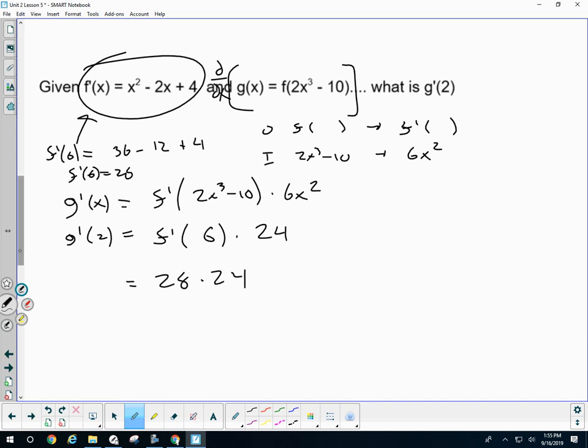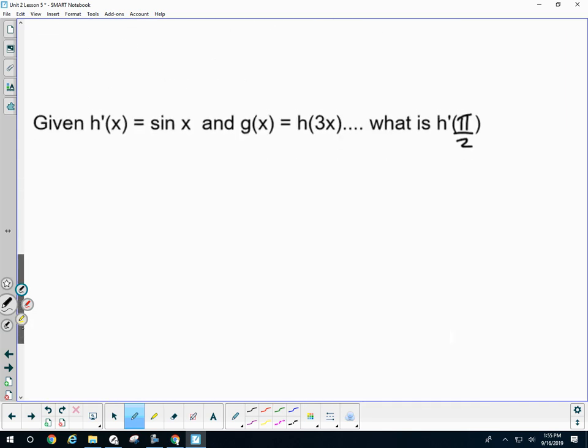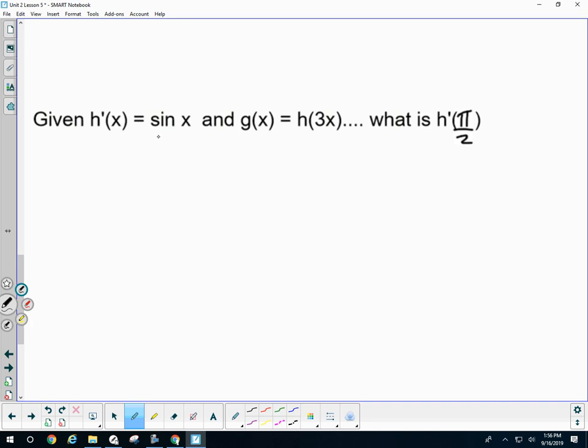Next one, similar thing, similar table type problem. Given h prime is sine x, g of x equals h of 3x. What is h prime of pi over 2? Okay. It should be not h prime, it should be g prime. It's a typo.